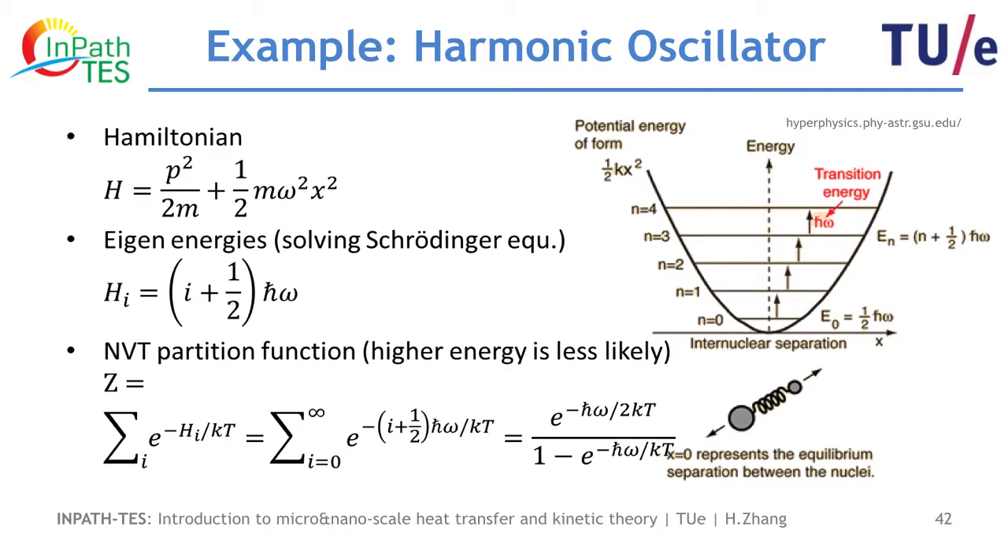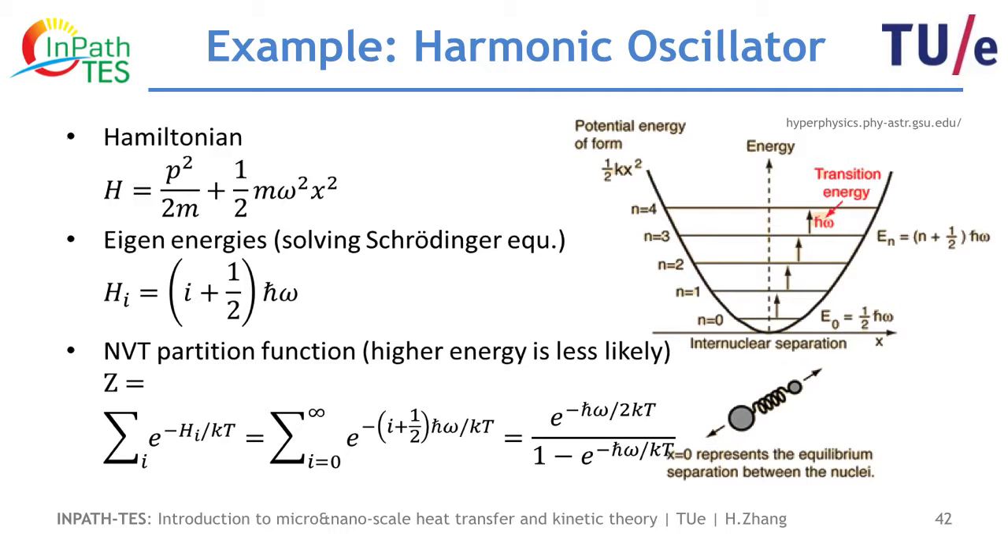Solving the Schrödinger equation gives the energy levels of the harmonic oscillator. H_i equals i plus 1/2 times h bar omega, where i equals 0, 1, 2, 3, 4, and so on. Note, in an NVT ensemble, the probability of finding the oscillator at energy level i is proportional to the exponential of negative energy over kT. So this means the chance of finding an oscillator at a higher energy level is actually lower.